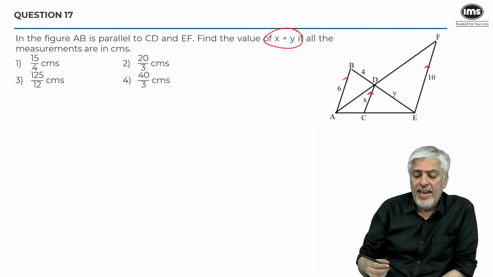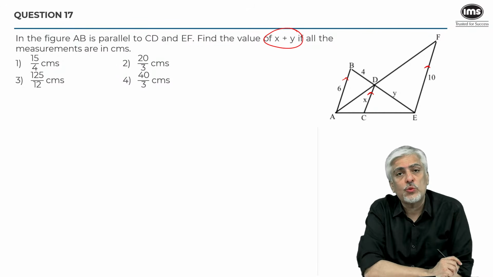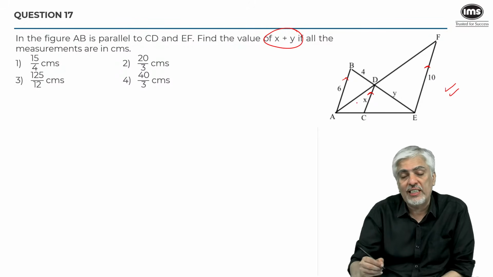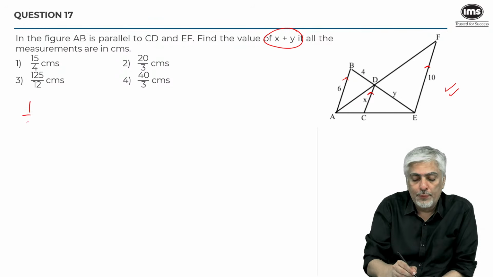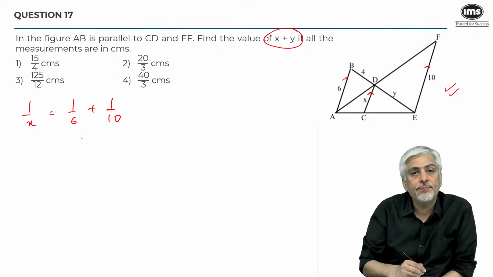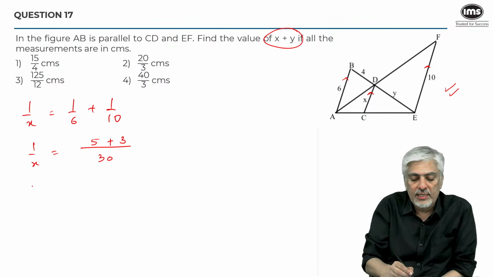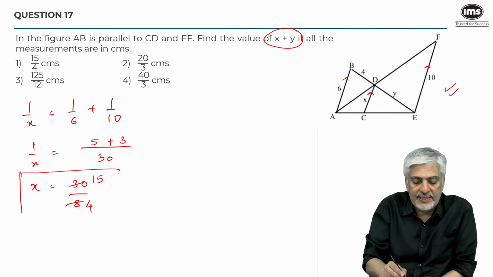Pay attention. X was from the property which I gave you in the first question. A lot of people ask me, sir, show one more type of diagram. This is one more type of diagram where that property works. 1 upon x is equal to 1 upon 6 plus 1 upon 10. So 1 upon x, 30 is my LCM. 5 plus 3, 8 upon 30. So x is 30 upon 8, which is 15 upon 4. So we got x. Leave it over here.